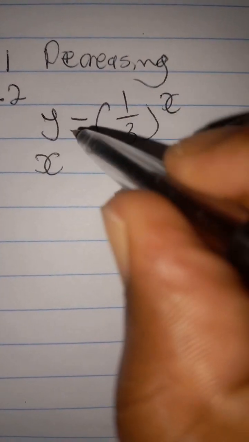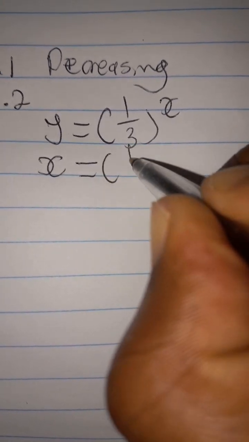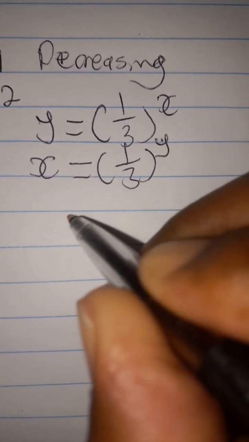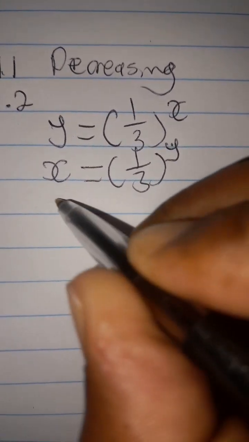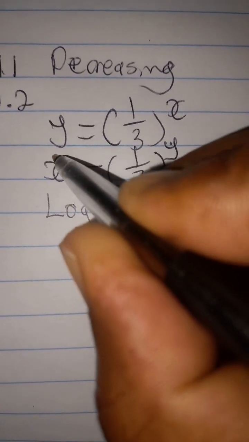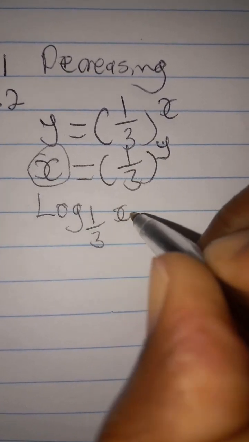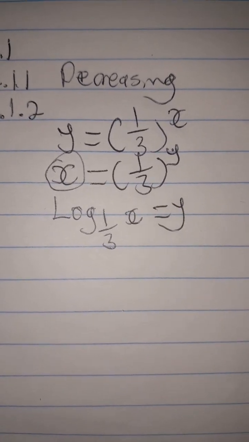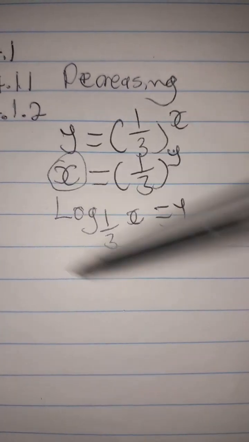First things first, you interchange. Where there is x, you replace it by y, and where there is y, you replace it by x. So we have interchanged. Then remember that log says log base, which is 1 over 3, of the number, which is x, is equal to y. Definitely you got those 2 marks because they said leave it in the form of y is equal to.